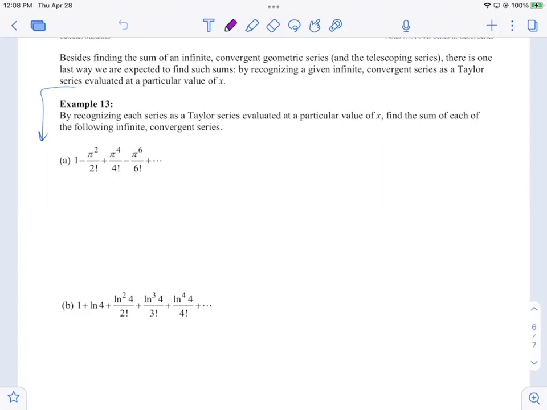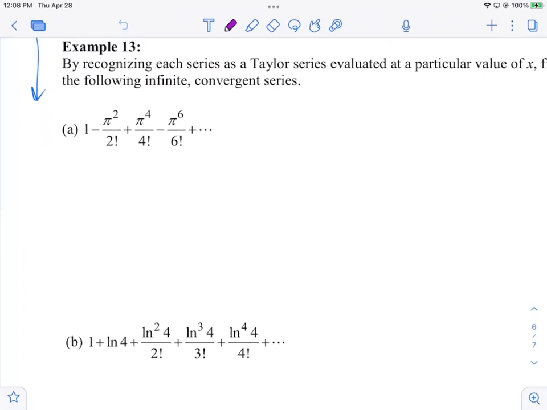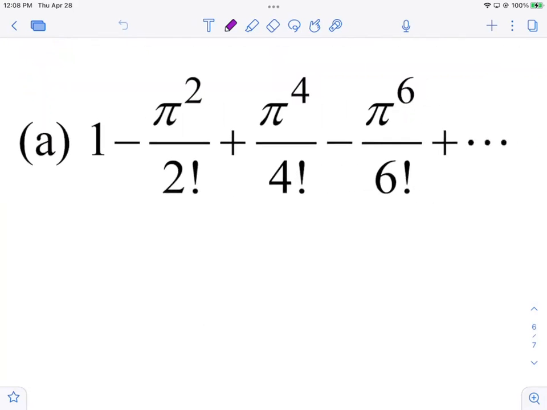So for sure, we know for a geometric series, if it converges, it's going to be the first term over 1 minus r. But another way to find the exact value of a series is if we can recognize a series as a particular series that we memorized, evaluated at a specific value of x, like example 13a. If you look at example 13a, 1 minus pi squared over 2 factorial plus pi to the 4th over 4 factorial minus pi to the 6th over 6 factorial. I claim that we should be able to figure out what that sum is. And it's not geometric because it's got factorials in the bottom. But do you recognize that as almost similar to something that we have memorized?